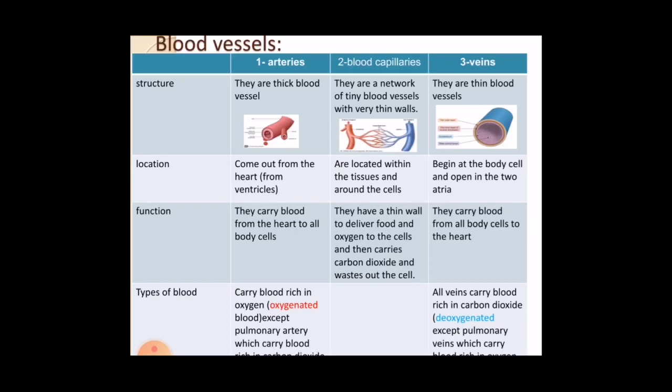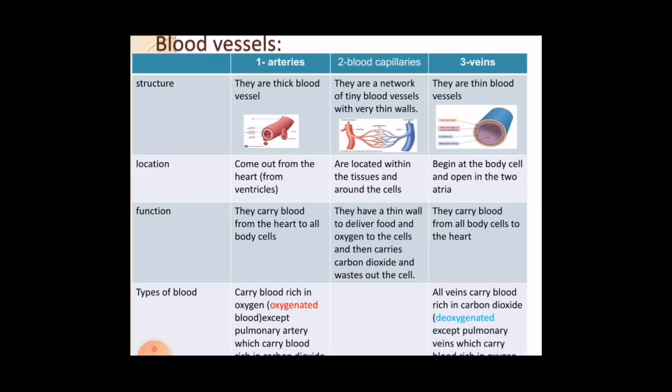The examples of arteries are the pulmonary artery and aorta. All the arteries carry blood rich in oxygen, called oxygenated blood, except the pulmonary artery, which carries blood rich with carbon dioxide, called deoxygenated blood.